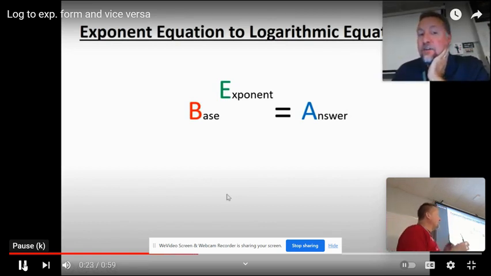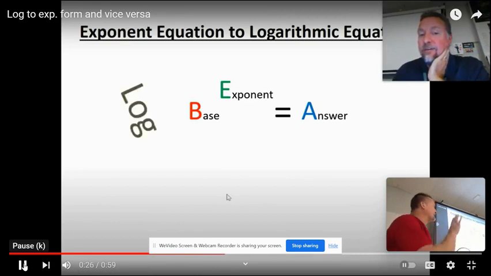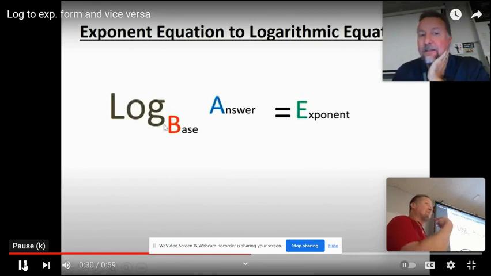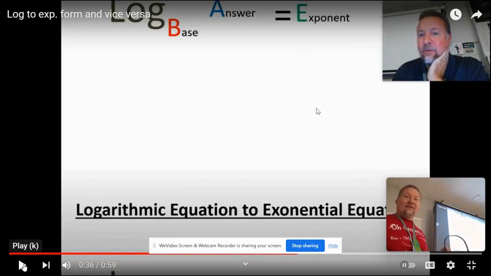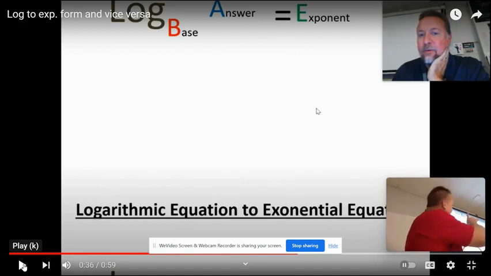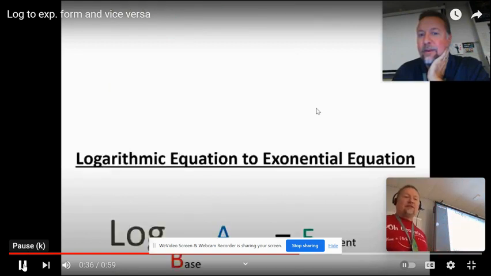Then everything changes position. When the word log comes in, then all the positions just switch. And there is no "I don't get it." You need to memorize this. So it's read: log base B of answer equals exponent. But let's focus on the importance of what a logarithm does. It isolates the exponent. The exponent is all by itself now. And then I'll get into our notes after this.